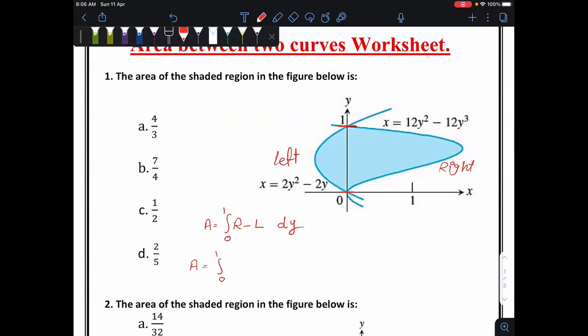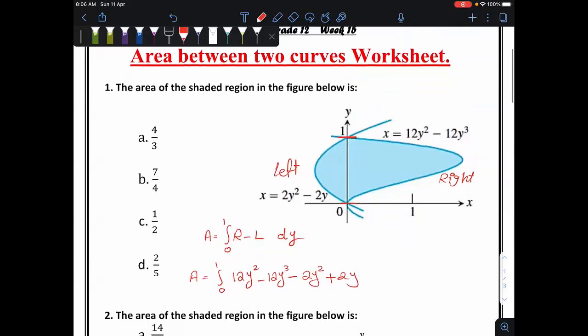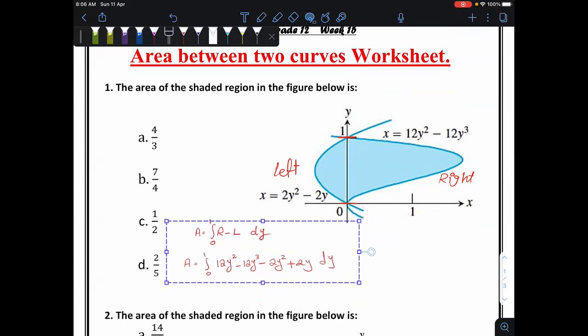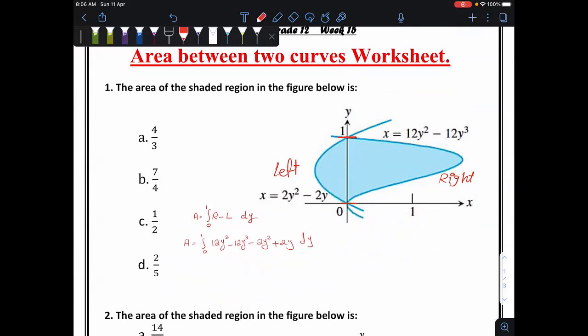The right function here is 12y squared minus 12y cubed, minus, again, 2y squared, and here plus 2y, because a negative times a negative is positive, dy. Easy. So let's integrate this all.